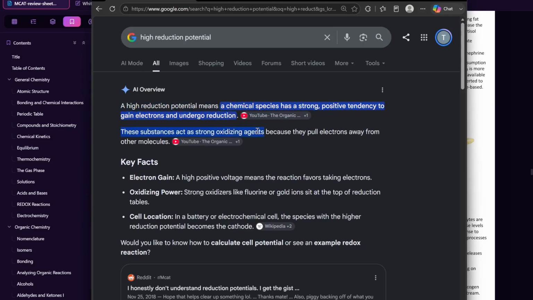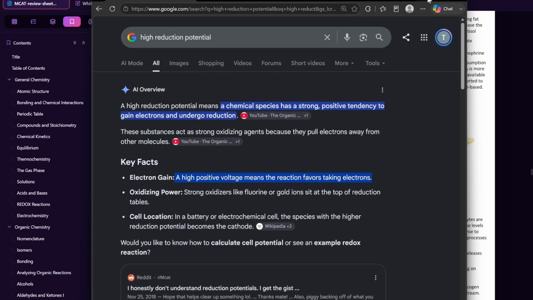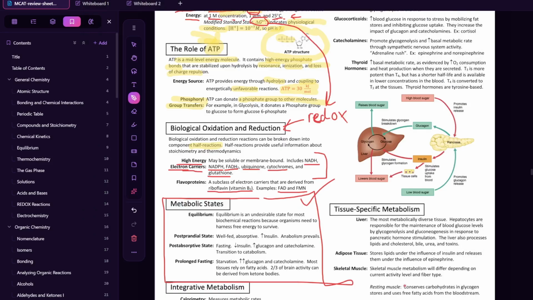These substances act as strong oxidizing agents because they pull electrons away from other molecules. So they have electron gain. A high positive voltage means the reaction favors taking electrons. So essentially, if you have a high reduction potential, that's why oxygen can be a terminal electron acceptor, because it wants to accept that electron. Oxygen really wants to accept that electron because it has the highest reduction potential.